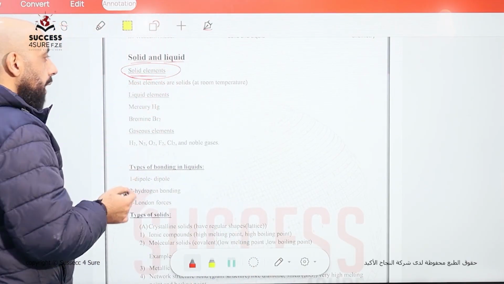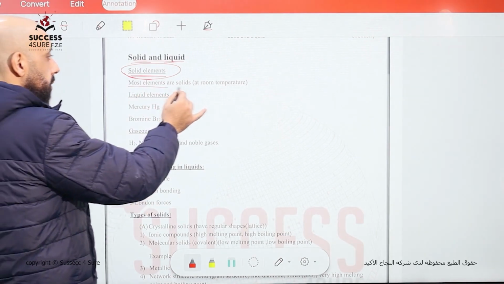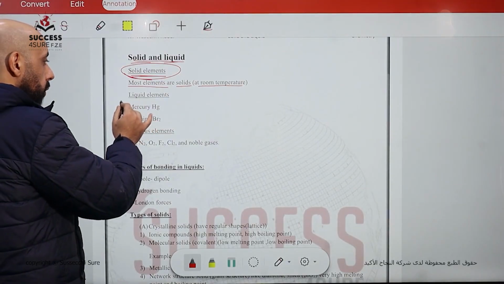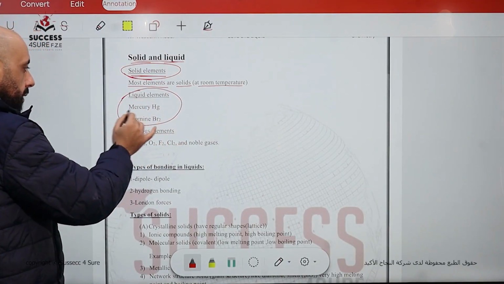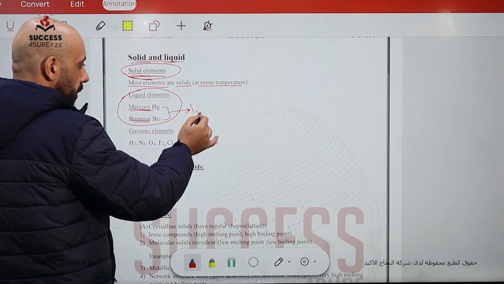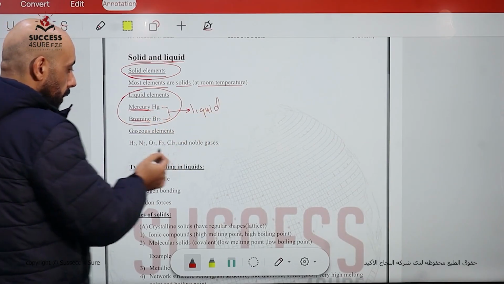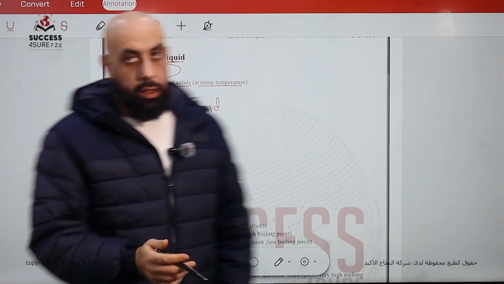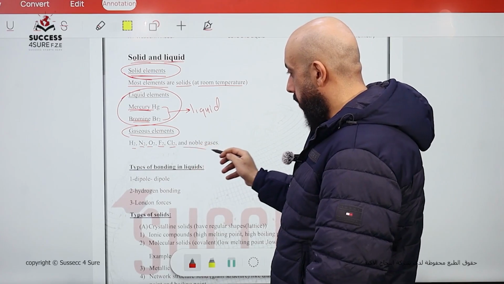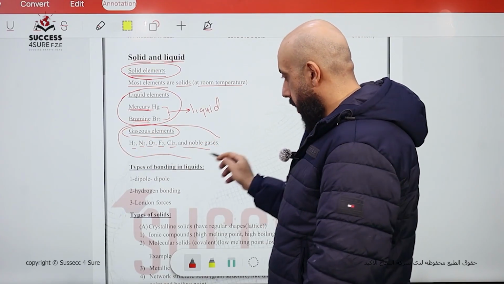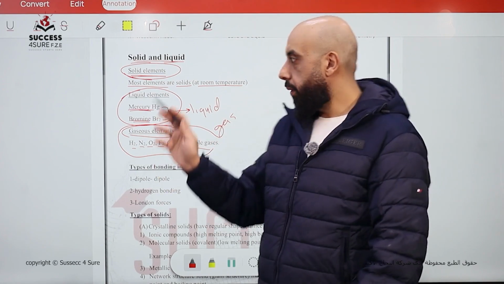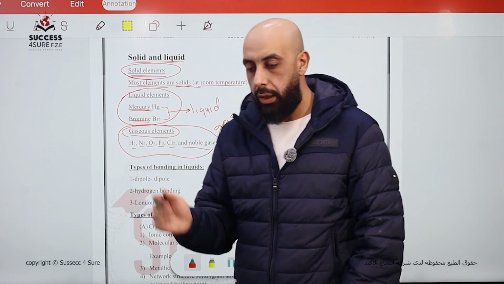Solid elements. In the periodic table, most of the elements are in the solid state when they are at room temperature. The only two liquid elements in the periodic table are mercury and bromine. Here we have the gaseous elements, as you see: H2, N2, O2, F2, Cl2, and the noble gases. So you have to memorize the gases and the liquids, and the rest of the elements should be what? Solid elements, sorry.